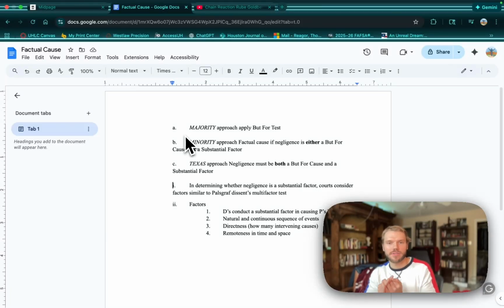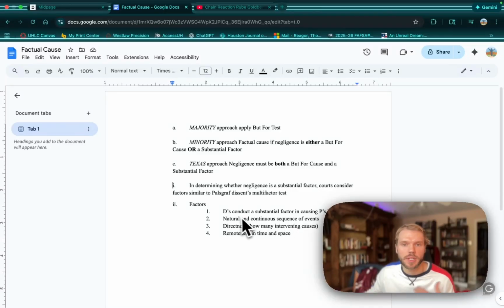the Palsgraf factors. Now, the multi-factor test in the dissent is going to be conduct as a substantial factor in causing the plaintiff's harm, natural and continuous sequence of events, the directness, that being were there many intervening causes, and then we're going to look to remoteness in time and space.